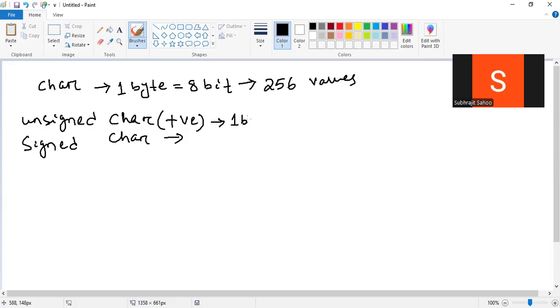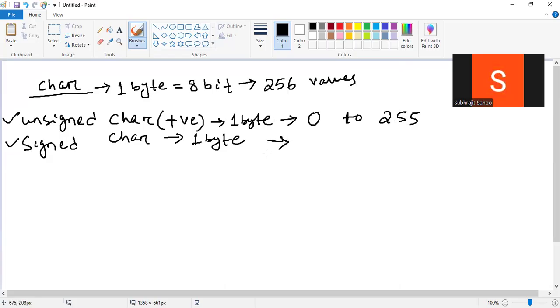One byte. Here also one byte, because these are the character class under character, these two are coming, right? One byte. So what is the range, sir? The range starts from positive, 0 to 255. So total 256 values.